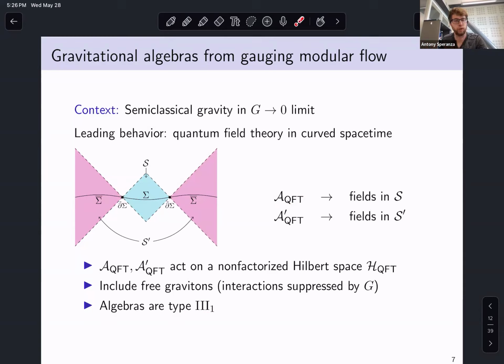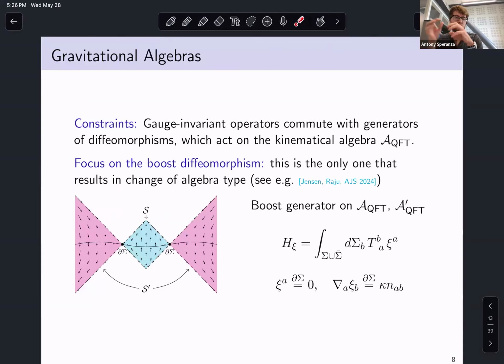All of the states are a bit too entangled to actually tensor factorize the Hilbert space. And in principle, you also include free gravitons because you take this limit G Newton to 0. So in a way that you get the free spin 2 particles, but all the interactions are suppressed by G Newton. So that's the quantum field theory and curved spacetime description.